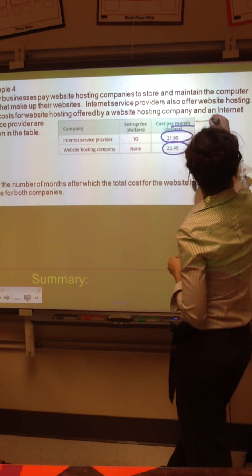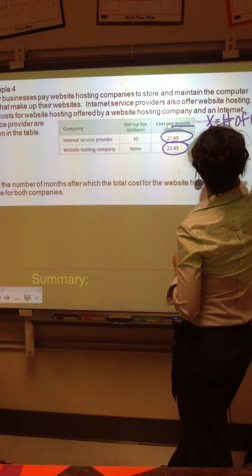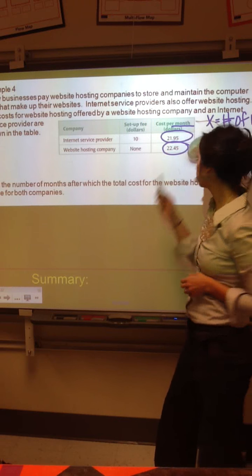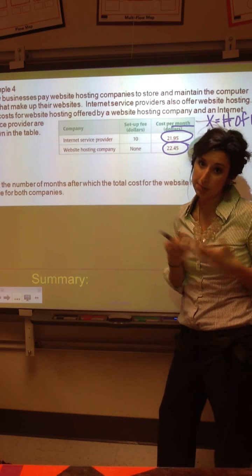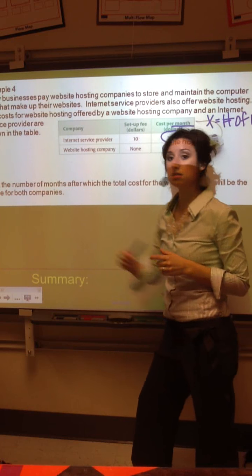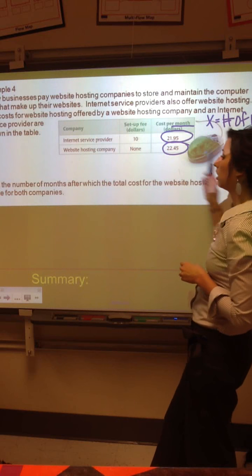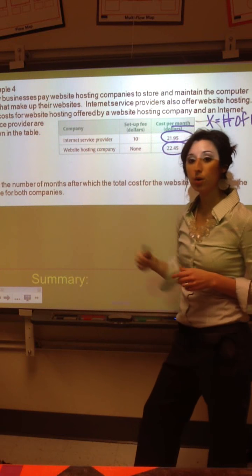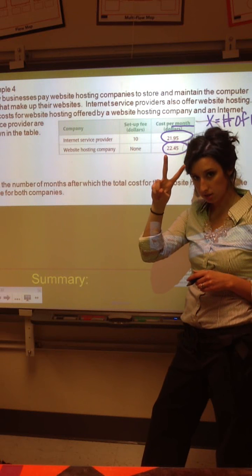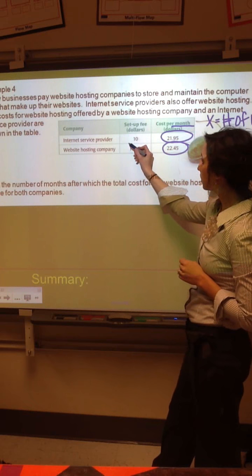Sure. Maybe we can say x equals the number of months. You agree? X is the number of months because I don't know how many months I'm going to use this internet service. Okay? So it says find the number of months at which the total cost for the website will be the same for both companies. Okay? So here's what we need to do. We know we need 2 equations because we're talking about systems of equations. All right? So here's my first one.